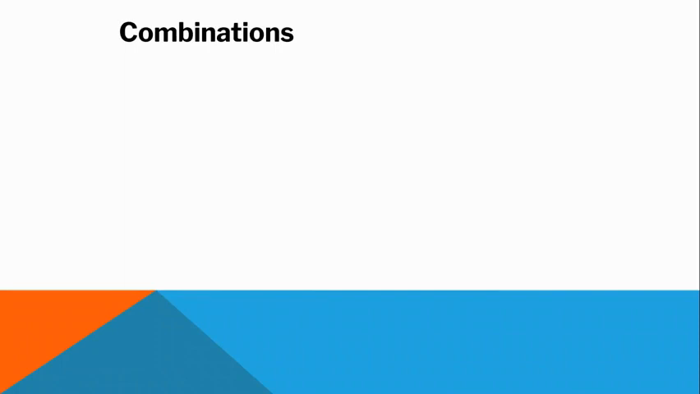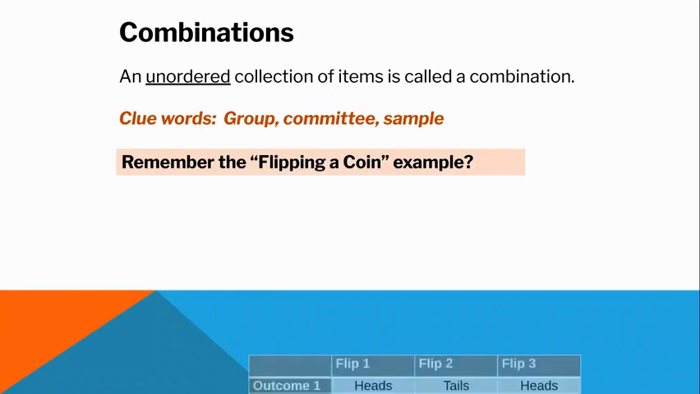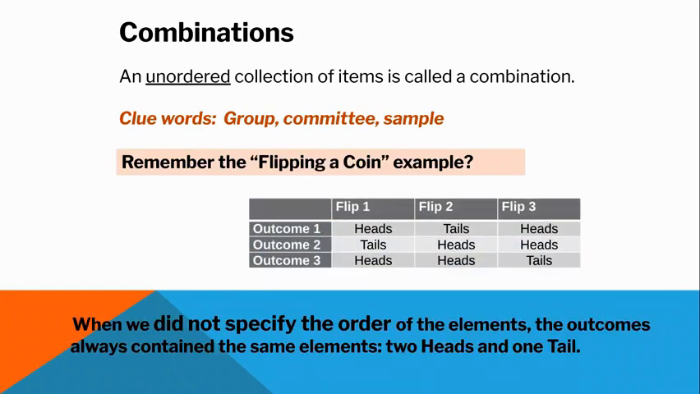Combinations are very similar, but in combinations, the order doesn't matter. An unordered collection. So some keywords are group, committee, sample. So remember, for permutations, I remember pageant. For combinations, I remember committee. If we're just picking a committee of people, the order doesn't matter. No one's in first place, no one's in second place. It's just a group. So go back to flipping the coin.